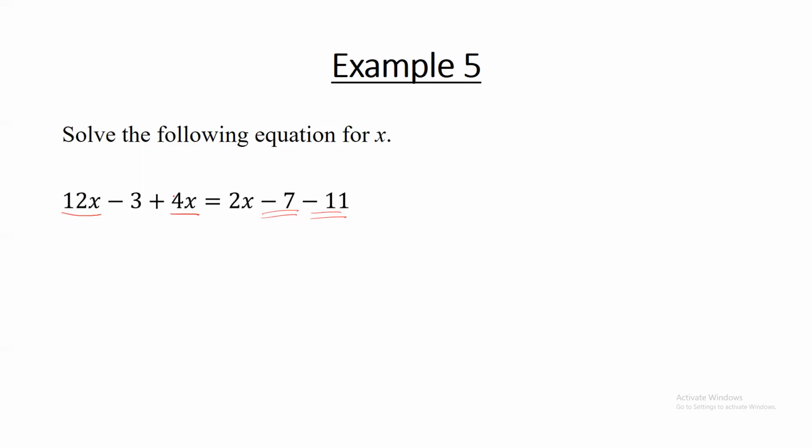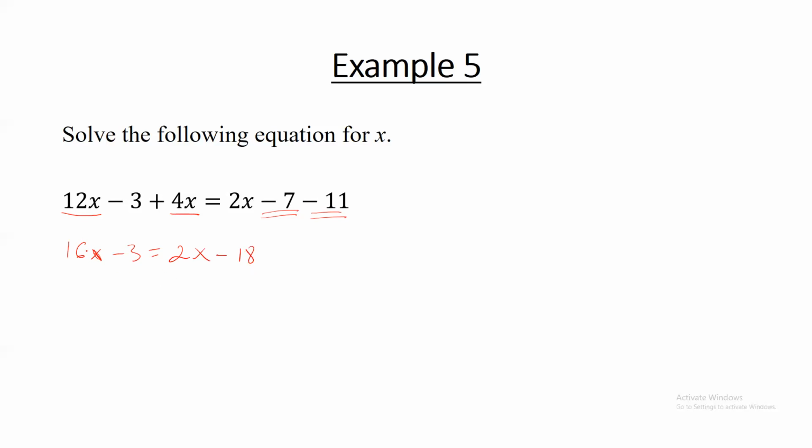Now on the left, 12x plus 4x, 12 plus 4 is 16, so that's 16x. We still have the minus 3 equals 2x, and negative 7 minus 11 is negative 18. So when you have a lot of terms on one or both sides of the equation, it's not a bad idea to see, can I simplify this? Can I combine like terms? Because once I get to this point, this equation 16x minus 3 equals 2x minus 18 is not different than the equation we solved in example 4 in the previous video, right?